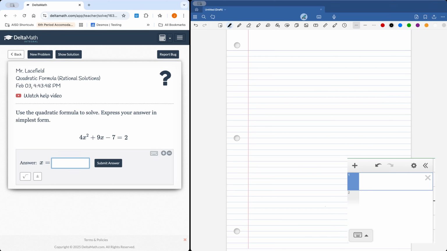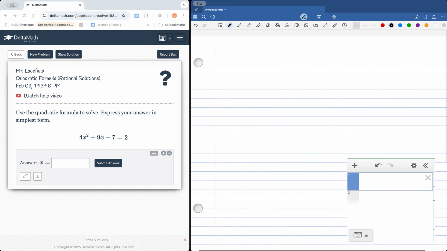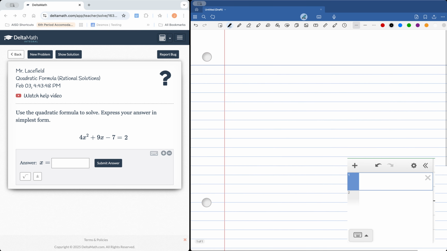Okay, we are going to be using the quadratic formula in order to solve this quadratic equation: 4x squared plus 9x minus 7 equals 2. So we're going to go ahead and start off. We're going to write down the problem: 4x squared plus 9x minus 7 equals 2.